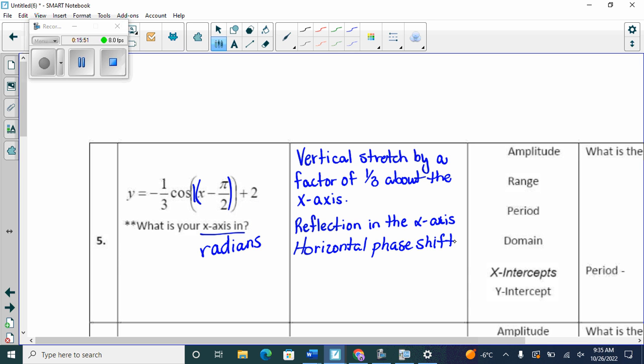Okay. Horizontal phase shift. I had to come up with something good, guys. Pi over 2, right.